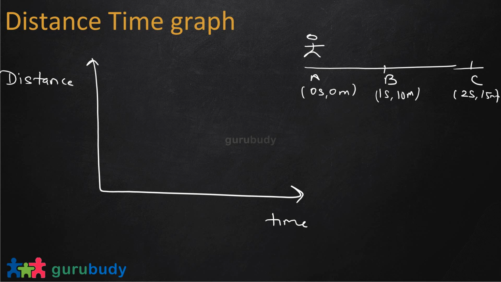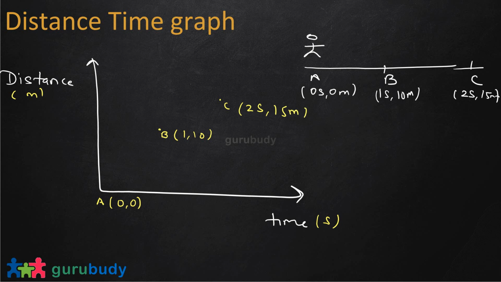If I want to draw this, point A was here, which is 0, 0, right? And point B is somewhere here, which is 1, 10, which is 1 second and 10 meter. Generally you denote the unit on the axis itself, so let's say distance is in meter and time is in seconds, so you don't have to keep writing that. And point C is, let's say here, which is 2 seconds and 15 meter.